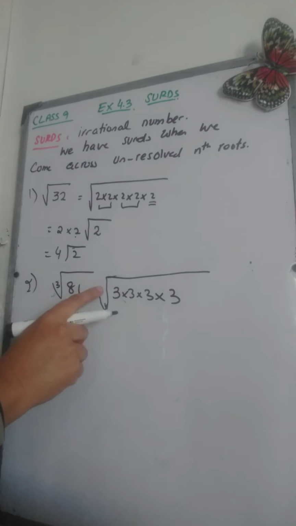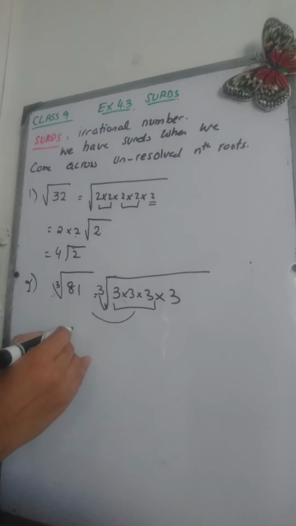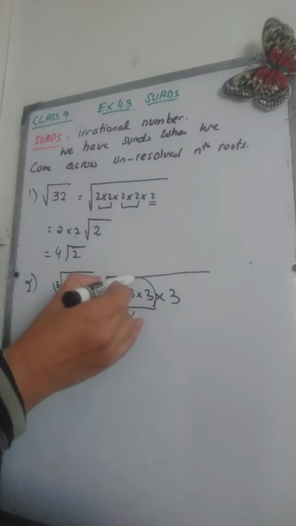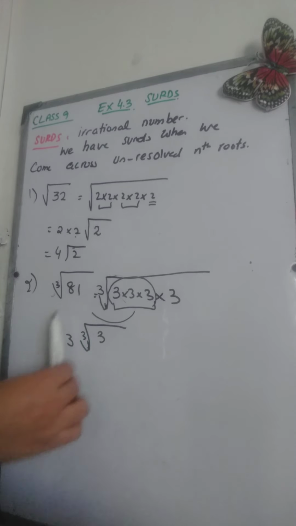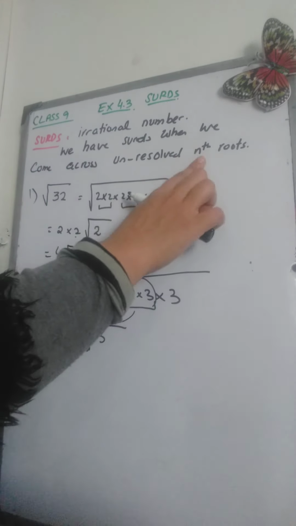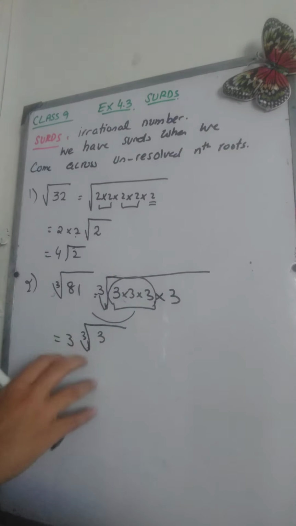After doing the prime factorization, if you want to find the cube root, what do you do? You pull one 3 out of every three 3's. Okay, so if you have three 3's, 1 2 3, then you pull one 3 outside the radical sign. Now we can get one 3 outside this radical sign, but this 3 will remain under the radical sign. Okay, we can't find its cube root in the whole numbers, and this is also an unresolved cube root. Okay, so all unresolved nth roots give us an irrational number.